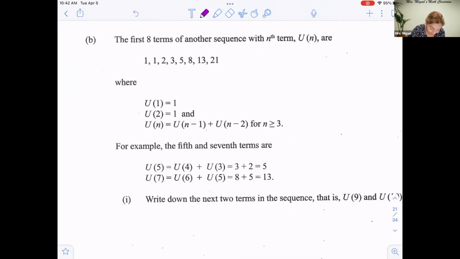U1 is the first term, and that is 1. U2 is the second term, and that is 1 also. U3 is the third term. U4 is the fourth term. U5, U6, U7, U8. So for those of you who did not label the sequence, do so now, please.